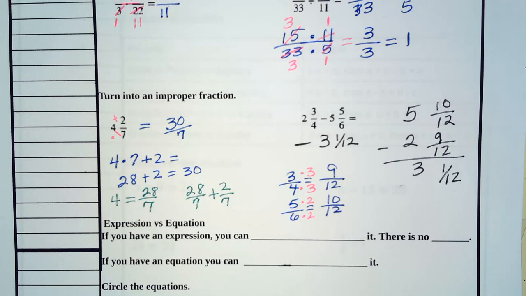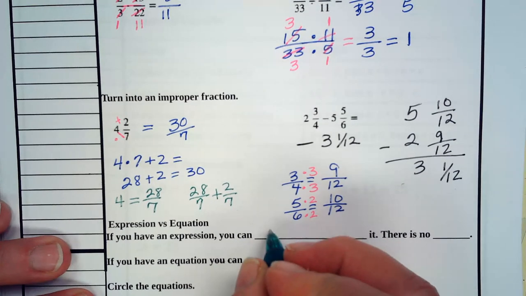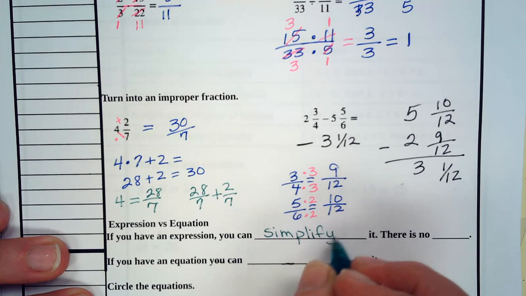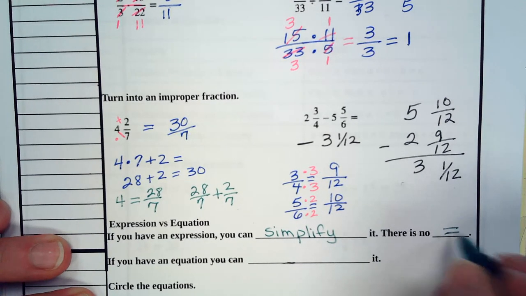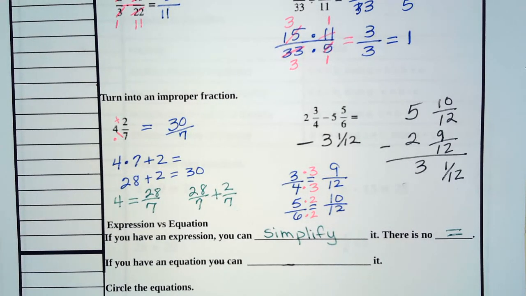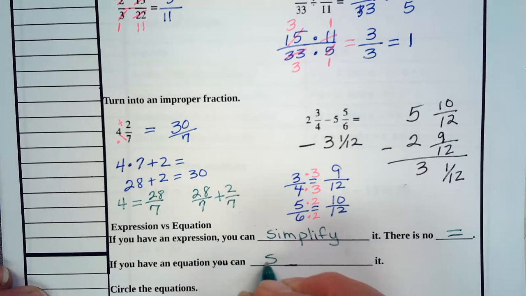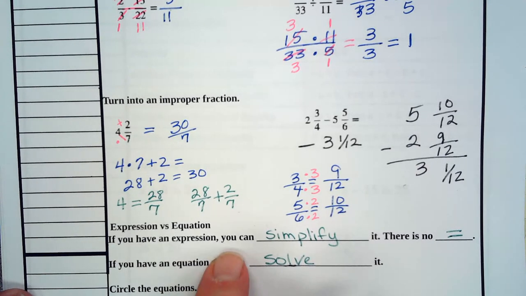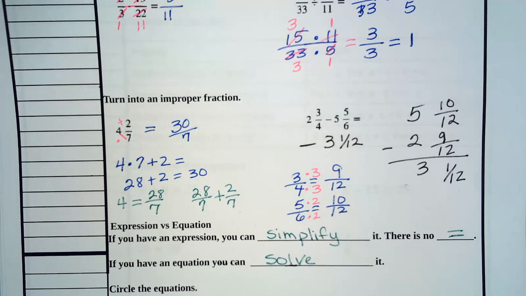Now we're going to look at the difference between an equation and an expression. If you have an expression, you can simplify it. There is no equal sign. So anytime you're looking at something, if there's not an equal sign, it is an expression. If you have an equation, you can solve it. Equations can be solved. Expressions can only be simplified.